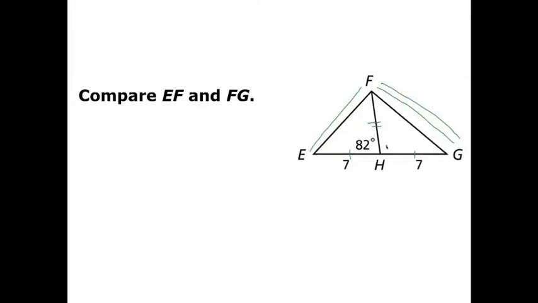Now if I knew what this angle right here was, then I could compare. Well, what I know is that 82 and that angle form a linear pair. So I can figure out what this angle measures. And I should be able to see that it's going to measure 98 degrees. Okay, so I have a 98-degree angle here. I've got the two congruent sides for this triangle versus the two congruent sides for this triangle, and I'm focused on the included angles. Well, the bigger angle is 98, which means the side opposite the 98 has to be the bigger side, and that means that FG has to be my bigger side.